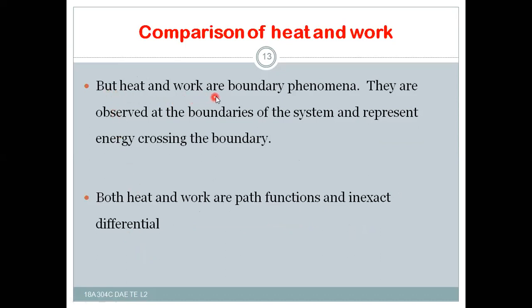But heat and work are boundary phenomena. They are observed at the boundaries of the system and represent energy crossing the boundary. Both heat and work are path functions and inexact differentials.